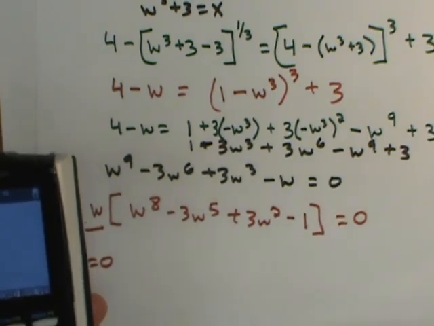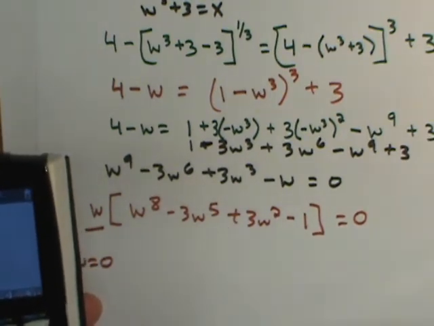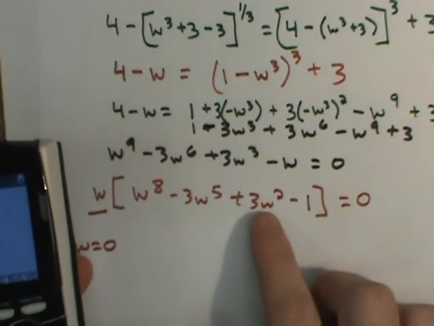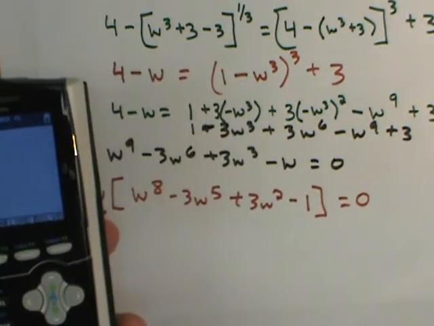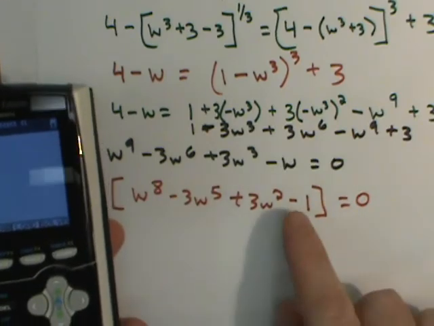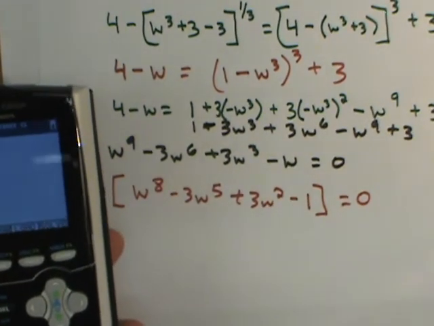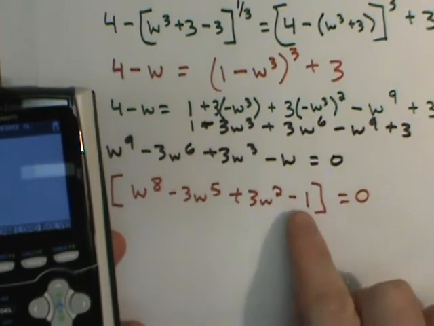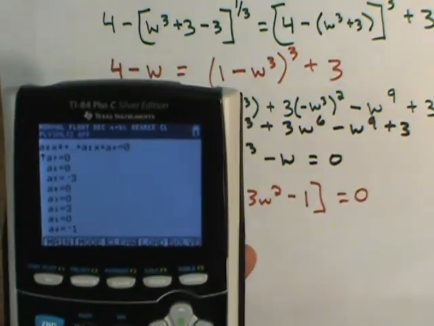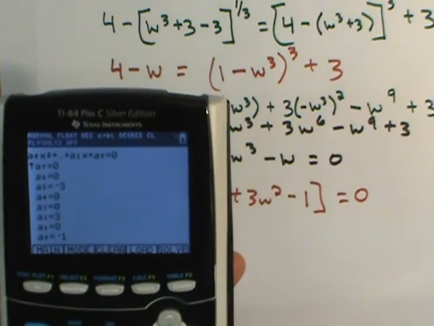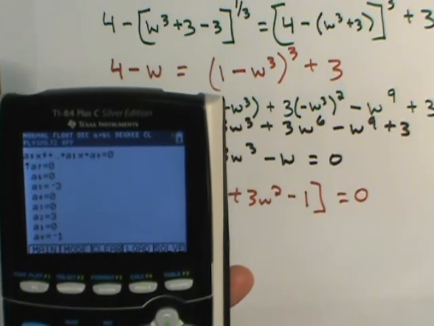I don't have any 4th power. I don't have any 3rd power. I do have a 2nd power, something raised to the 2nd power, so that A2 would be a positive 3. No w to the 1st power, so that would be a 0. And then my constant is negative 1. And I'm going to tell it to solve. Takes a second, it's thinking. Yours will probably take a few seconds as well.